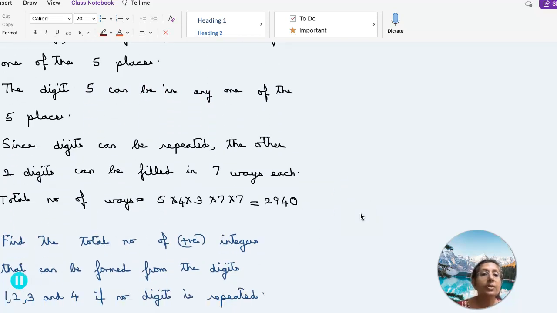Since the digits can be repeated, the other 2 digits can be filled in 7 ways each. So total number of ways is 5 into 4 into 3, that is 3, 4 and 5, and then 7 into 7, which is 2940.